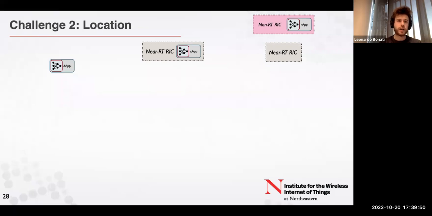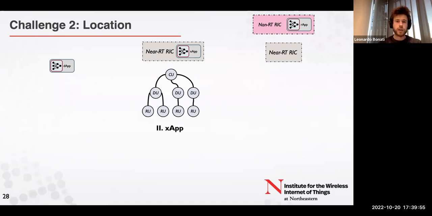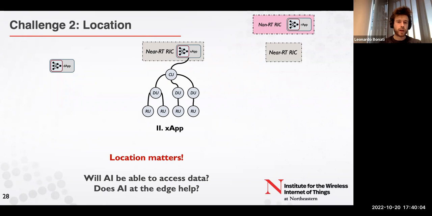Another challenge is the location. So for instance, where do we want to run our model? If we have an xApp, for example, and our model can run through an xApp, we might want to run our model in the near-real-time RIC. But is a model deployed in the near-real-time RIC able to access the data? Well, this depends on the actual data that the model wants to access and the time required to do this. So, connected to the previous challenge.